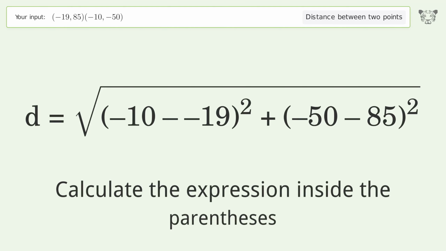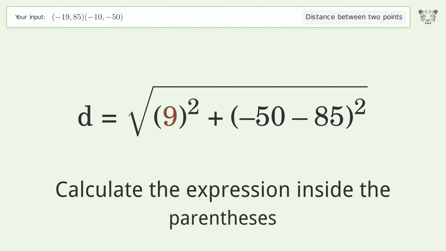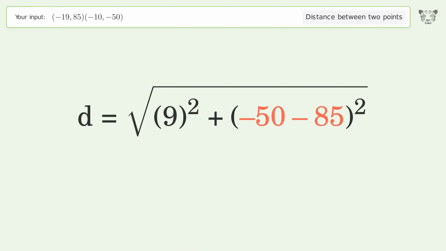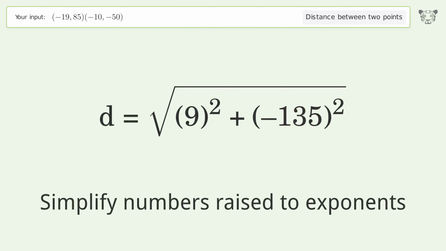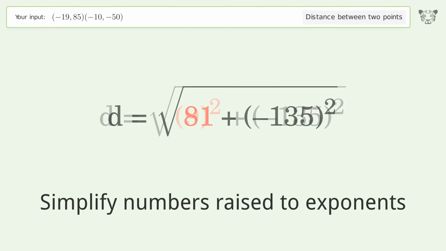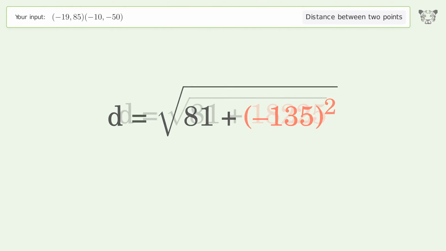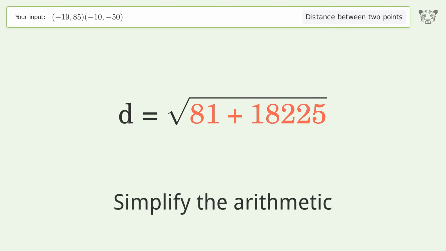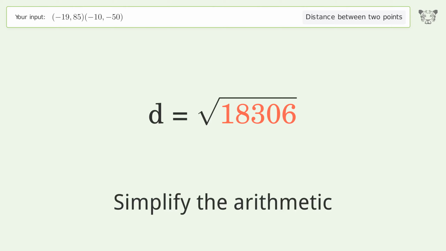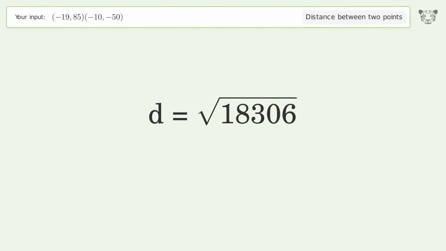Calculate the expression inside the parentheses. Simplify numbers raised to exponents. Simplify the arithmetic. And so the distance between the 2 points is the square root of 18,306, or 135.3.